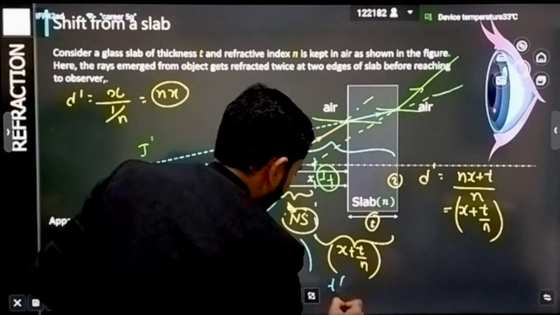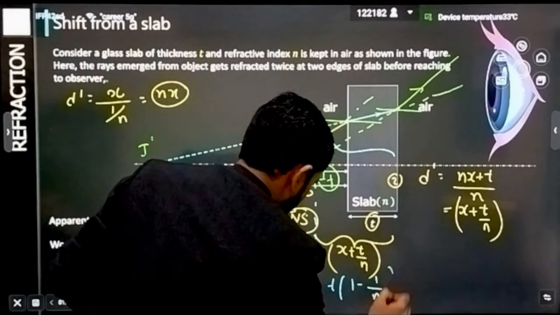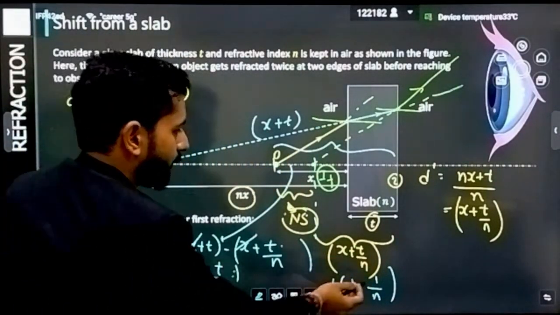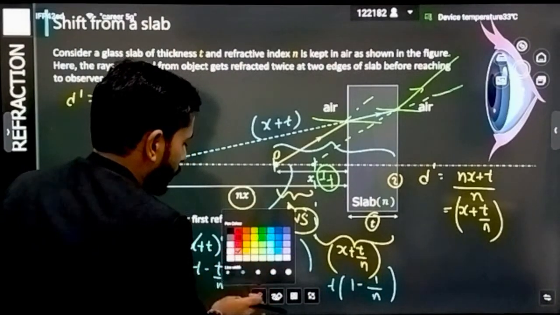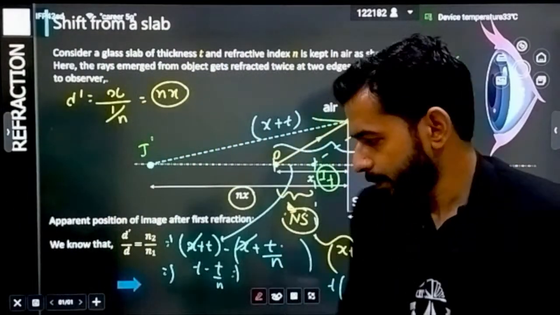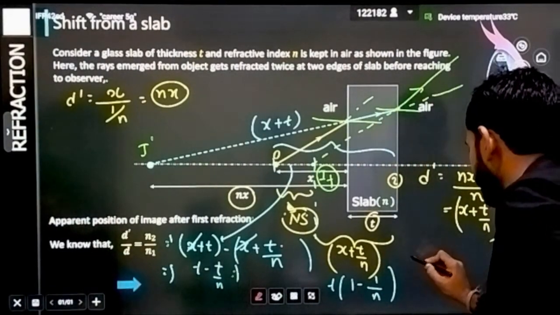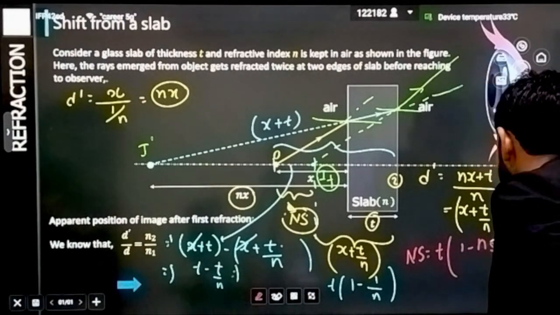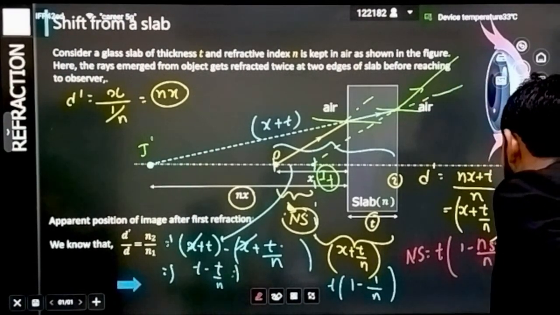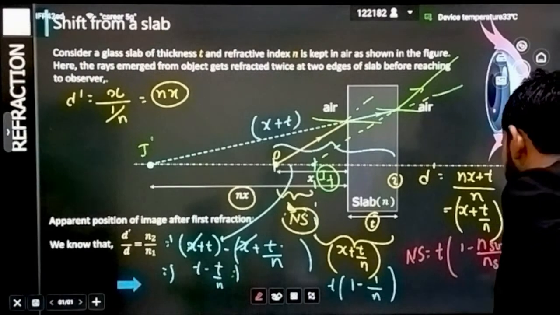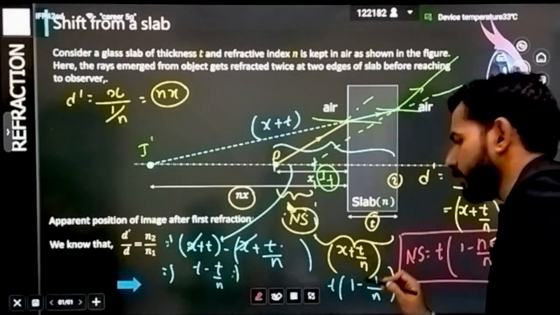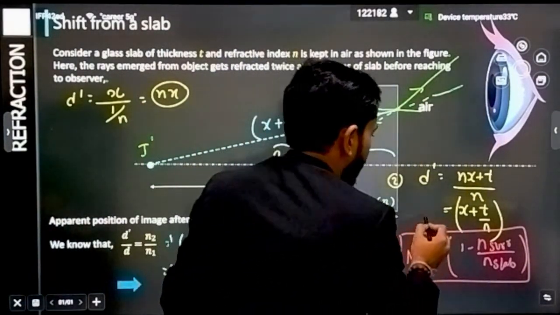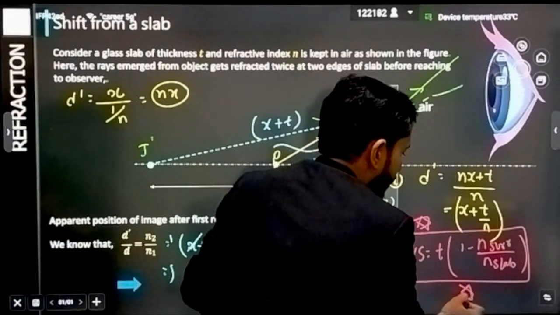So it will become t common, 1 minus 1 by n. In general, because this 1 is the refractive index of the surrounding medium, what you have to remember is that normal shift is equal to t times 1 minus n of surrounding divided by n of the slab. This is what you have to define as normal shift. This is the standard result that you have to follow. Derive this thing by yourself.